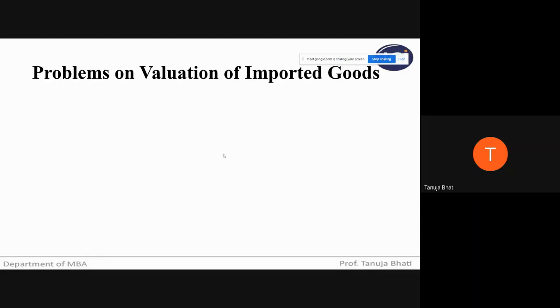We have already studied the valuation of imported goods, that is FAS, FOB, CIF. Then we have seen different rules and how to apply those rules. So now we will be dealing with the practical part of the theory that we already covered in our previous lecture.